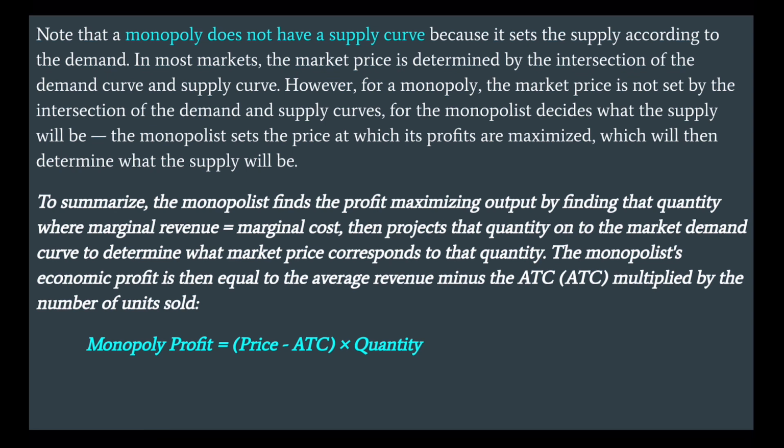To summarize, the monopolist finds the profit maximizing output by finding that quantity where marginal revenue equals marginal cost, then projects that quantity onto the market demand curve to determine what market price corresponds to that quantity. The monopolist's economic profit is then equal to the average revenue minus the ATC, multiplied by the number of units sold.